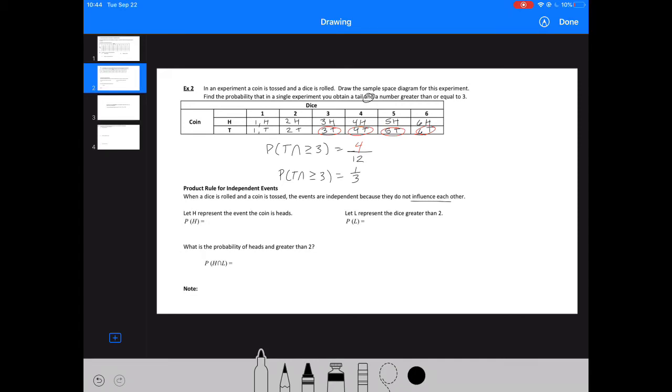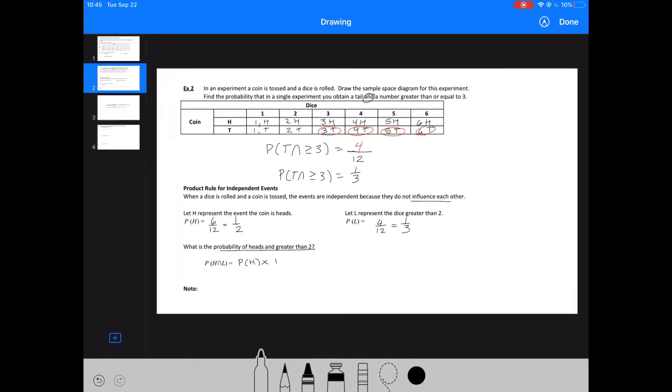So let's let H represent the event that the coin is heads. So our probability is going to be 6 over 12, which is 1 over 2, in our dice and coin experiment here. Then if we let L represent that the dice is less than 3, we've got our probability here. Less than 3 would be 4 possibilities, so 1/3. So now we want to figure out the probability of heads and greater than 2. We can actually just multiply those two.